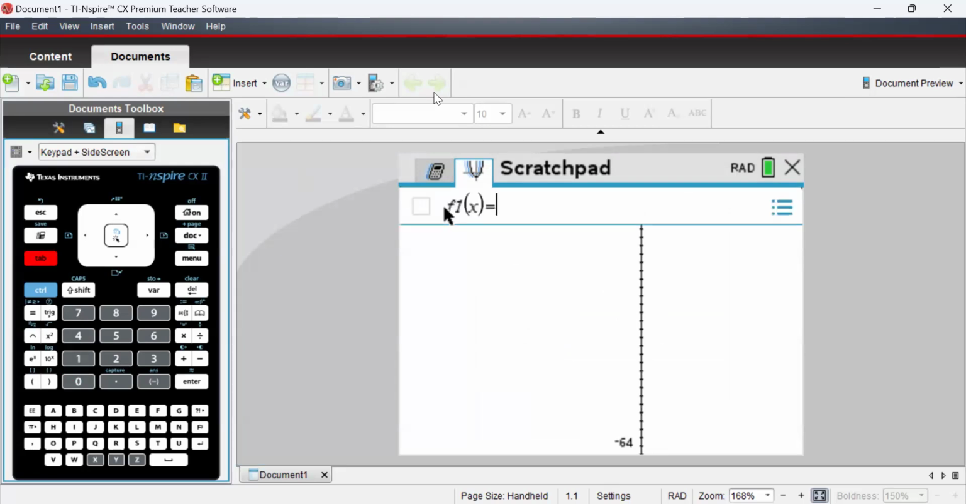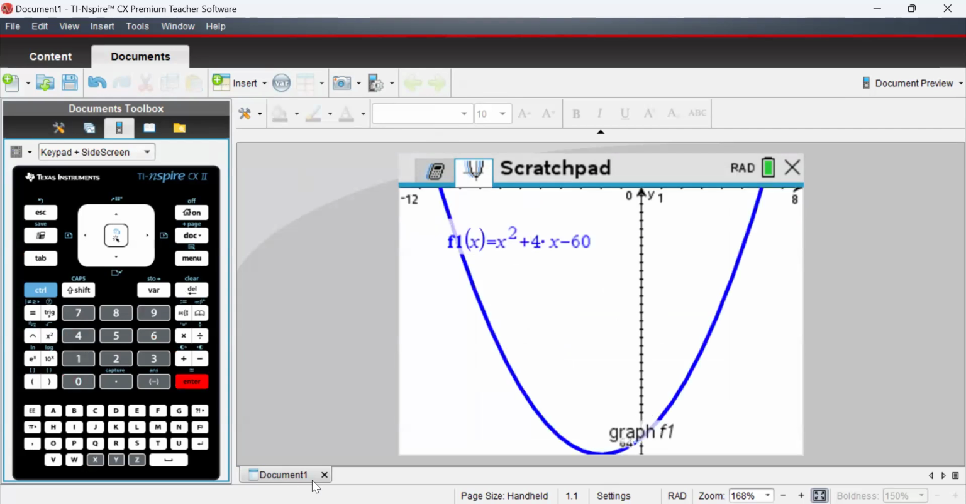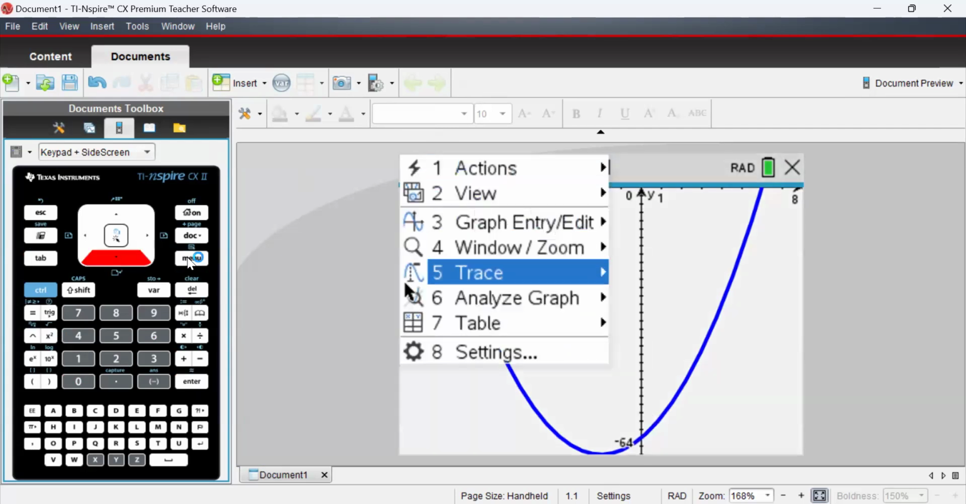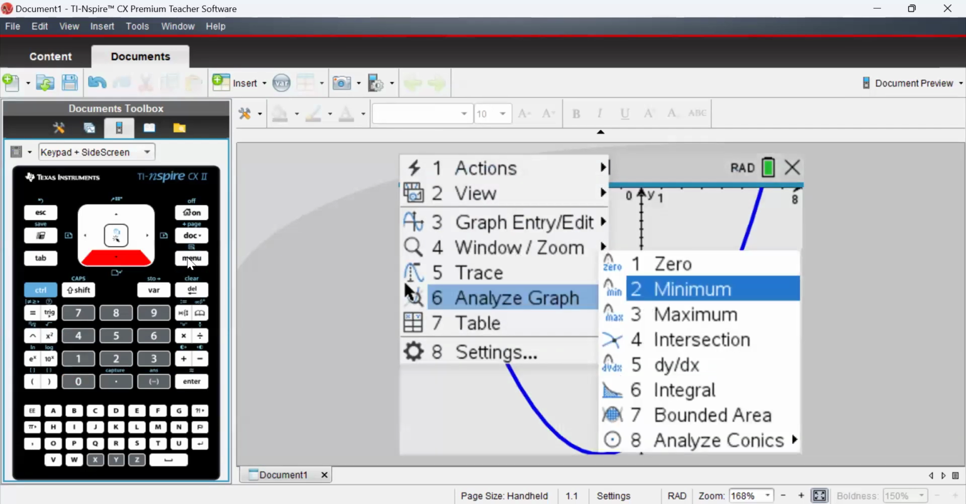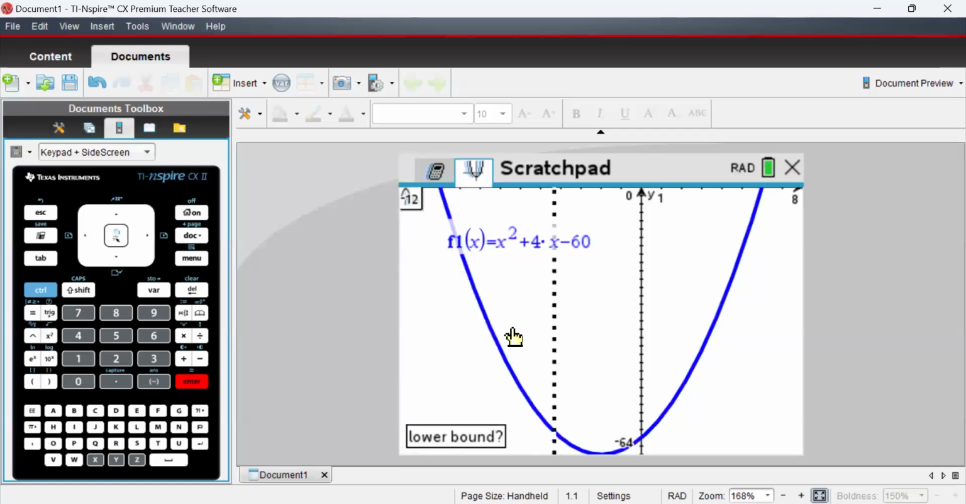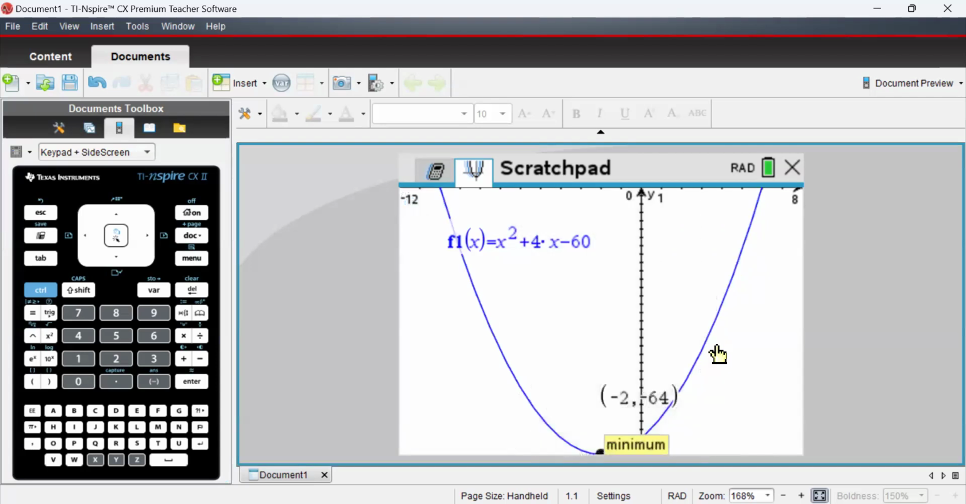All right, so let's put the equation in. And it was x squared plus 4x minus 60 and hit enter. And this has an absolute low point. So menu, analyze graph, minimum. Lower bounds to the left of it and click. And go to the right and click. And you see our vertex is at negative 2, negative 64.